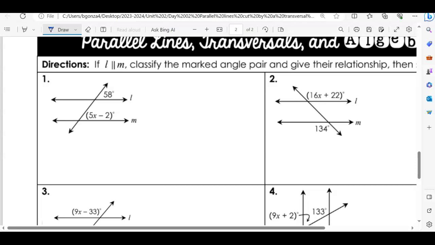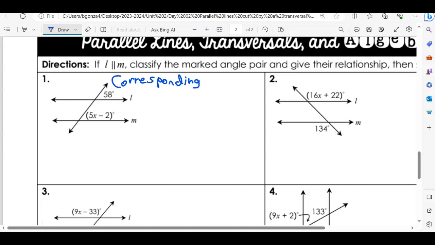Now, here's what we're going to do. We need to know what is the relationship of these angles. Now, look at these 2 angles. Are they on the same side or alternate? They're both on the right. They're same side. Are they one in, one out? Both in, both out? Okay, one's in, one's out. What do you call these angles? Corresponding, okay? Let's write that down. Number 1, these angles are called corresponding.